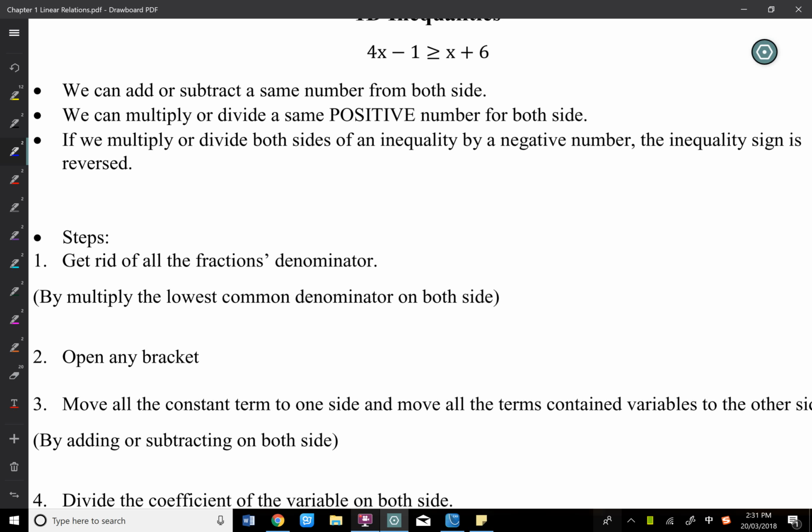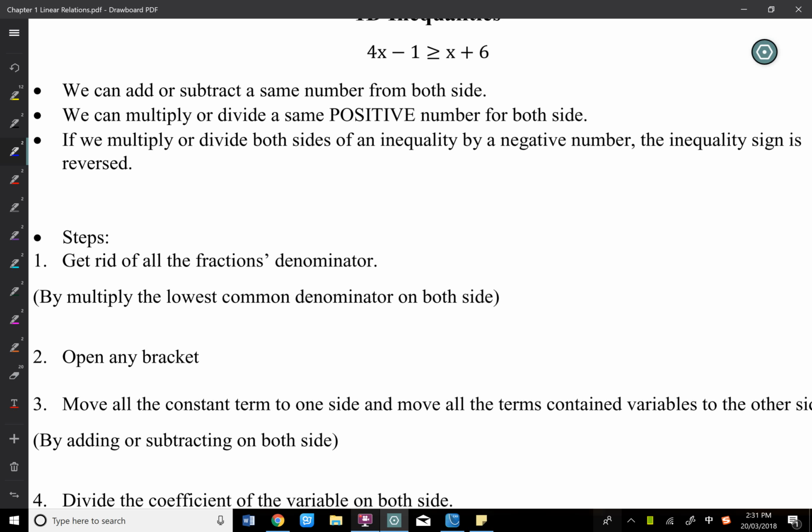Solving inequalities is pretty much the same as how we solve linear equations that we learned yesterday. But there's only one thing different. Before, because it's an equal sign, it doesn't matter how you add, subtract, times or minus, you always have the equal sign there if you do this operation on both sides.